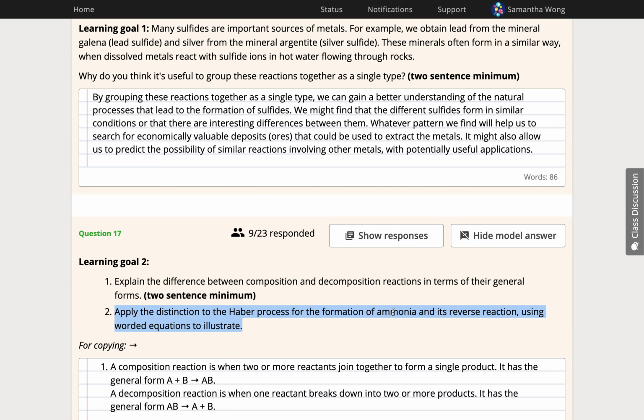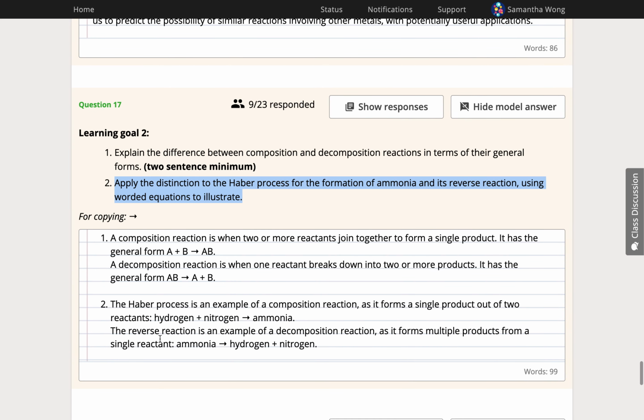But what we're looking for in part 2 is that the Haber process is an example of a composition reaction, as it forms a single product out of 2 reactants. So the word equation here is hydrogen plus nitrogen gives you ammonia. Now, you're also asked about the reverse reaction. The reverse reaction is an example of a decomposition reaction, as it forms multiple products from a single reactant. Single reactant, multiple products of hydrogen and nitrogen.